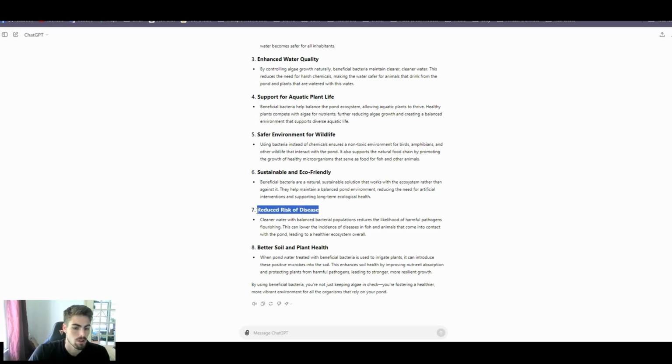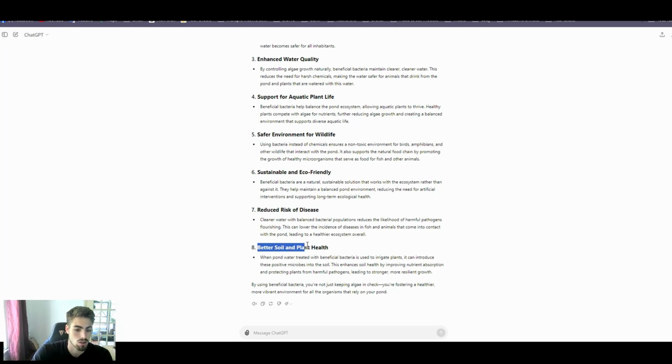Now, it will also reduce the risk of diseases if your pet animals or fish are in contact with the water. It is possible that if there's algae in your pond, they will have problems with diseases due to the fact that these algae are extremely toxic. They release chemicals in the air. And if you're in contact with them, you might actually have these pathogens settle down into your skin, into your lungs. There's a bunch of problems that can be caused from this.